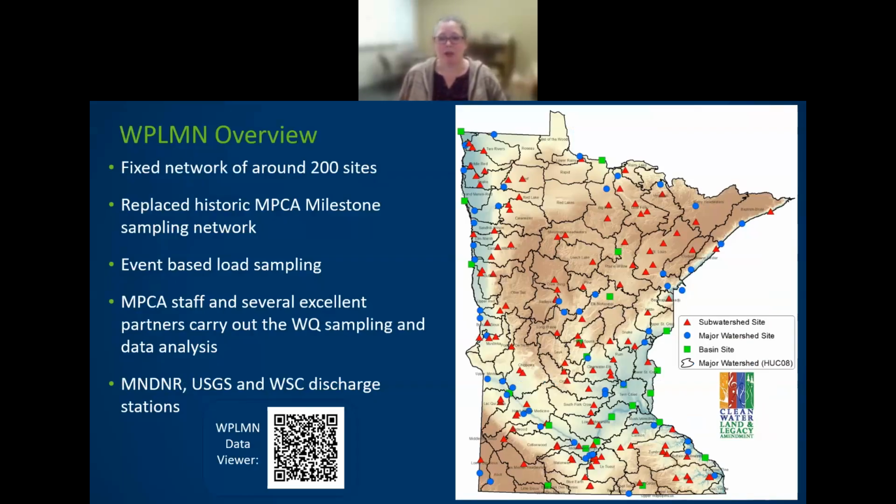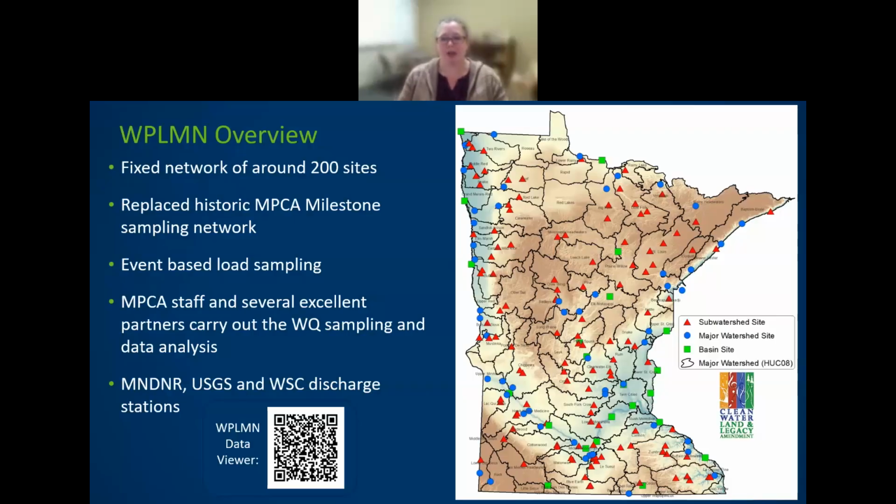WPLMN is a network of almost 200 sites across the state of Minnesota. We have three different levels of sites. We have basin sites, so that's those green squares on this map on the right. These are sites that are on main stems of some of the major rivers. So the Red River, the Minnesota River, the Mississippi River, the Rainy River, and the St. Croix River, and I guess the Cedar River and the Des Moines River.